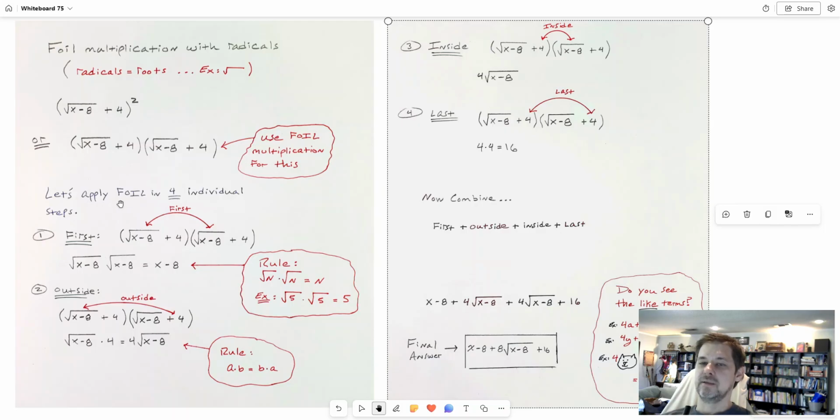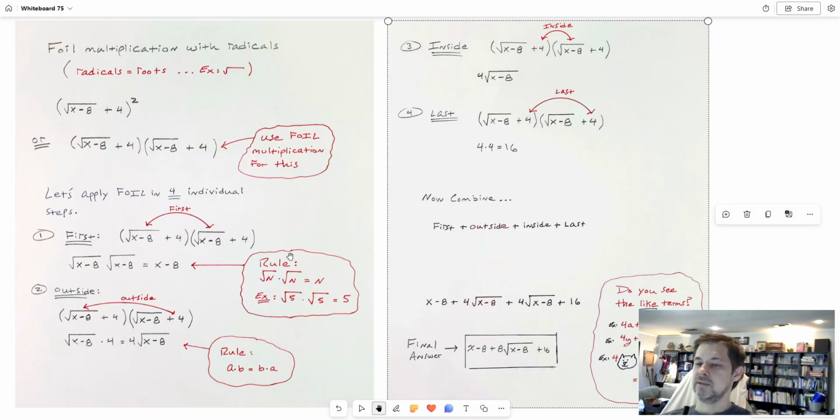All right, so the F stands for first, and I've drawn arrows connecting which terms I mean by first. That means the first term in each parentheses. So that would be, in my case, root x minus 8 times root x minus 8. Remember, I'm going to do this in 4 steps, so I'm not going to worry about all the other stuff. If I take root x minus 8 times itself, then I get x minus 8.